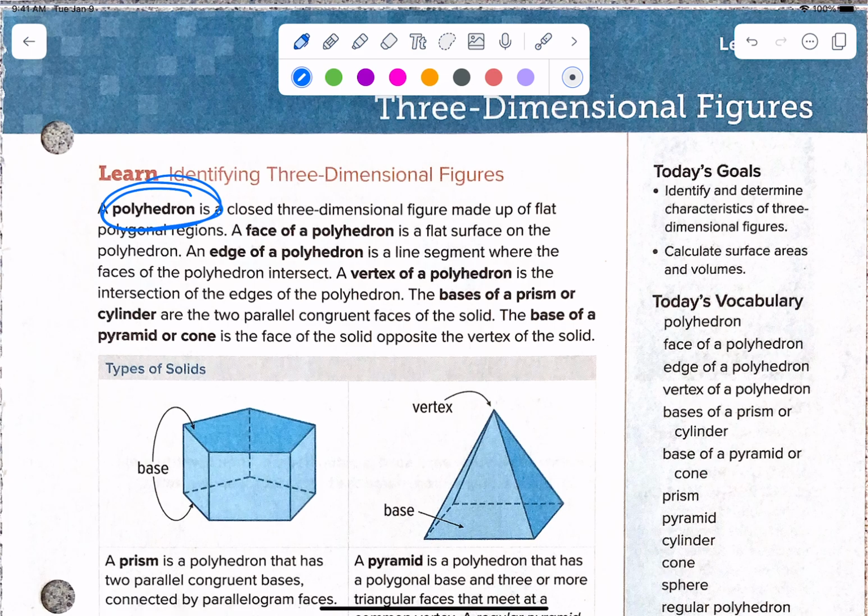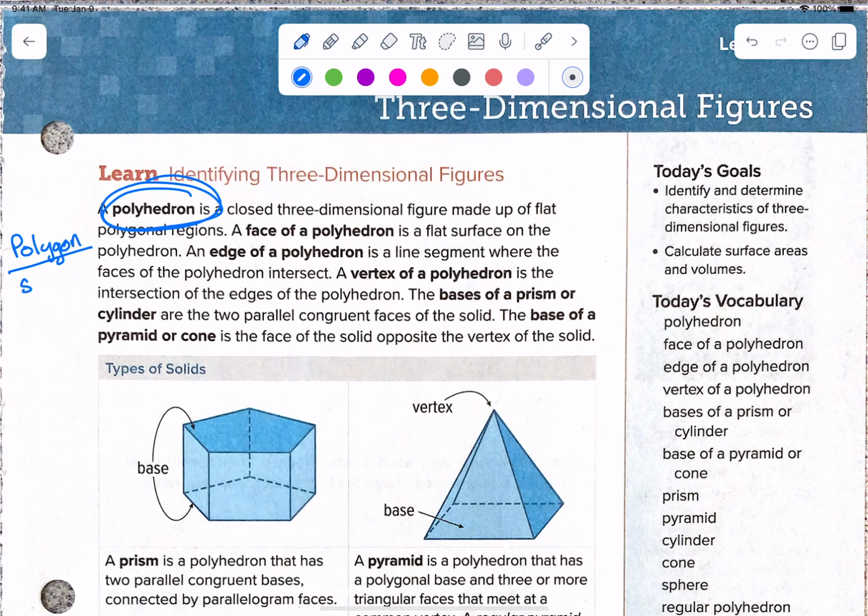Like polygon. Okay, what does a polygon have to have? Or what is a polygon? What is not a polygon? A closed three-dimensional figure made up of... That's a polyhedron. What's a polygon? What is not a polygon? Do you remember what shape? A circle. Why is a circle not a polygon? No straight lines.